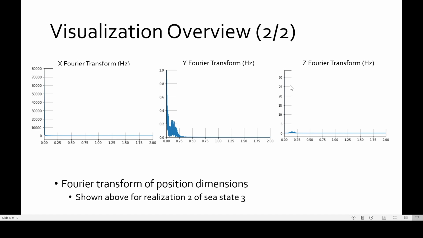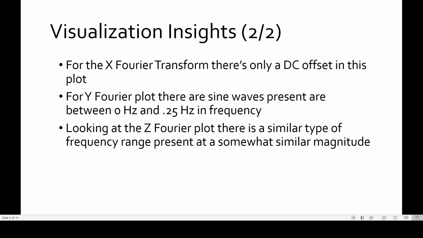And then for the z, we have another DC offset, as well as a similar magnitude band of signals between 0 and 0.25 Hertz, again corresponding to the ship encountering waves. So for insights from this, again, this is kind of just re-summarizing what I just stated here.